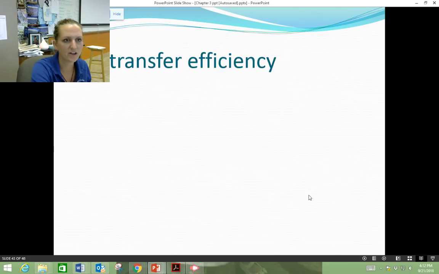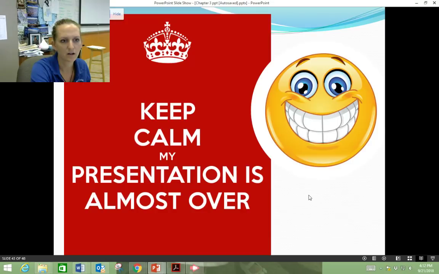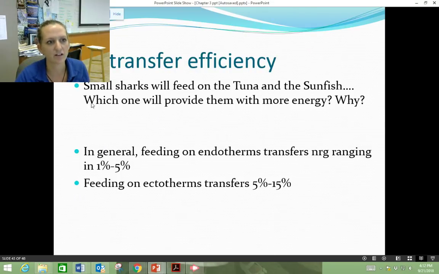Is this on the next slide? Yes, it is. Okay. So I just said that small sharks will feed on tuna and the sunfish, which will provide more energy. Why? They're going to get more from the sunfish because the sunfish does not use its energy to keep itself at a certain temperature. It can exchange that with its surroundings. Tuna maintain a body temperature, so they will constantly be using the food that they have to keep themselves at temperature. In general, feeding on endotherms, the energy transfer ranges from 1% to 5%.